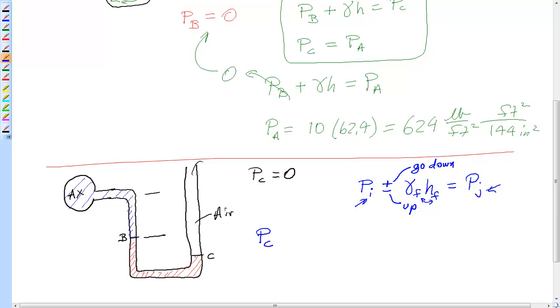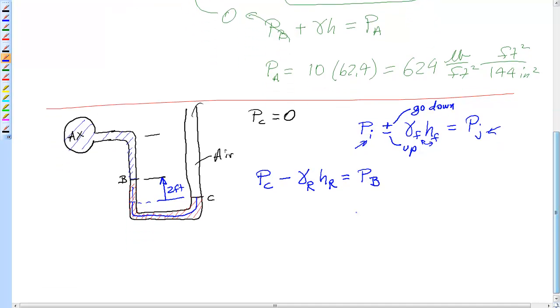Pressure C, let's just start making up numbers. Let's say this is 2 foot. So we came down, reached this same location, and then we moved up 2 foot. What happens when we move up? We reduce our pressure. Gamma, now I'll call this R for red, and height through the red fluid is equal to pressure at B. Now let's start at pressure at B.